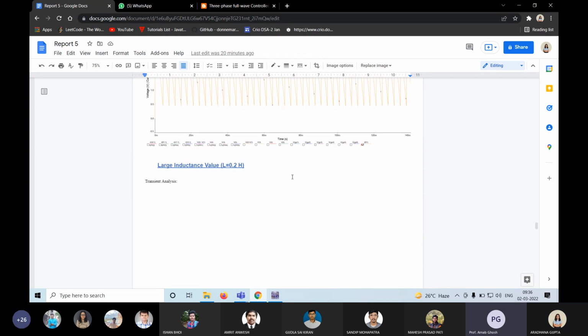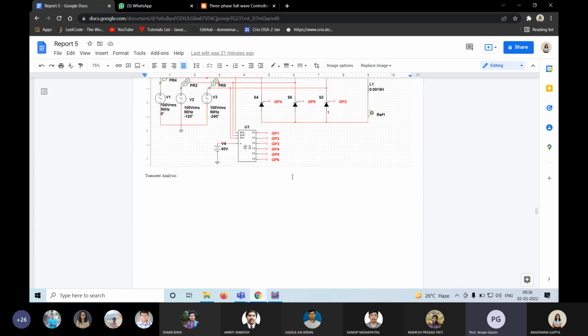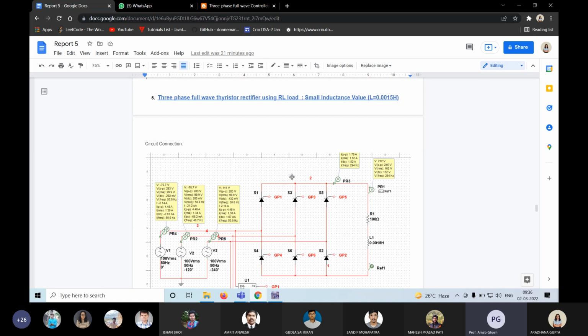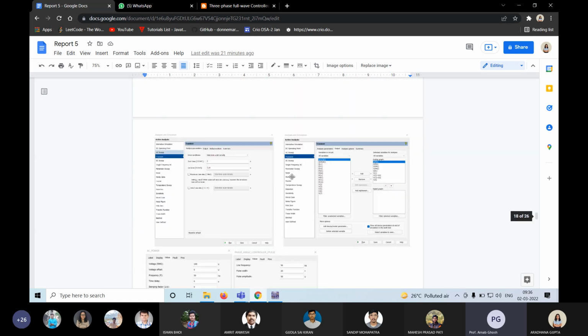I told you in last class, no need to write small inductance, large inductance. I'm telling all the students, you just mention that inductor value. When we define this as low inductor value and this as high inductor value, the automatic question will arise: how do you know this is a low inductor value, and which restriction are you using to call it low?